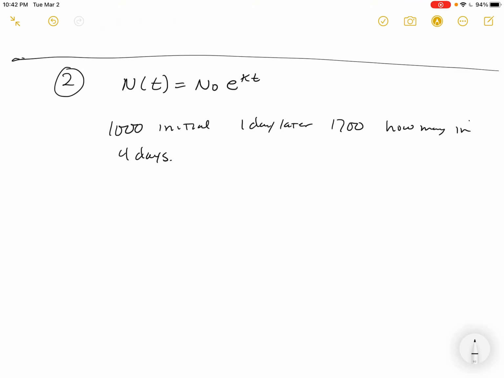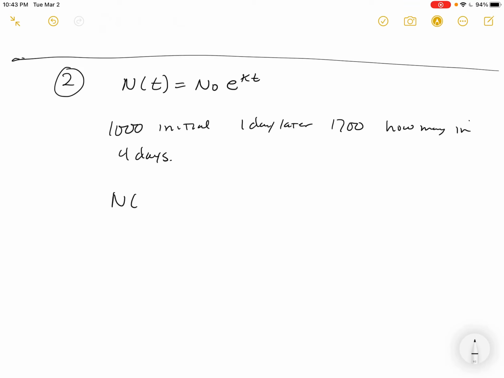We're almost getting to mosquito season, and they do multiply quick. Now, time can be whatever they're talking about. So previously with the radioactive material, it was in years. Now with the mosquitoes, it's in days, right? Mosquitoes don't live very long just in general, so it makes sense that it's going to be days.